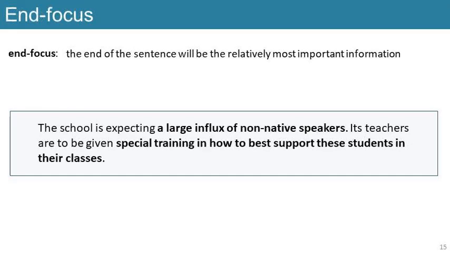The third general expectation is that information at the end of the sentence will be the relatively most important information. This end focus principle is linked to the given new principle, since it is clear that the new information in a sentence will usually be the most important information. It will be the information that the writer wishes the reader to focus on. The second sentence in the highlighted text above is an example of the relationship between given new and end focus.